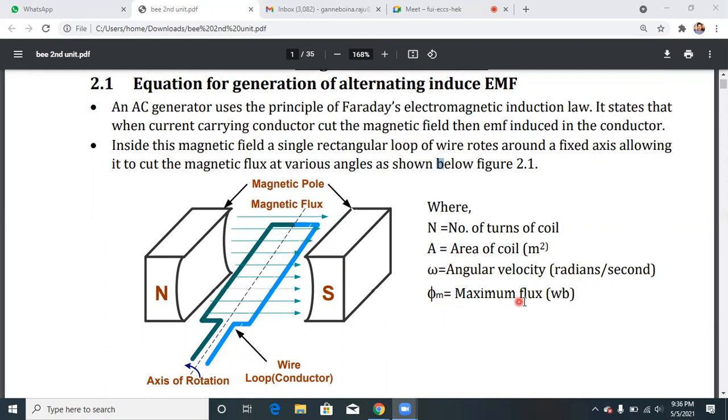And here phi m is called the maximum value of flux. Phi m is called the maximum flux in Webers. Understood?